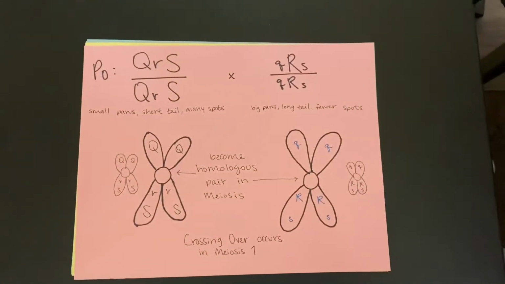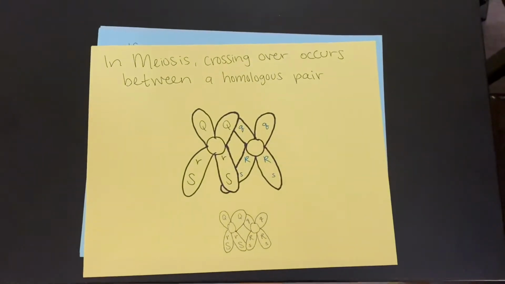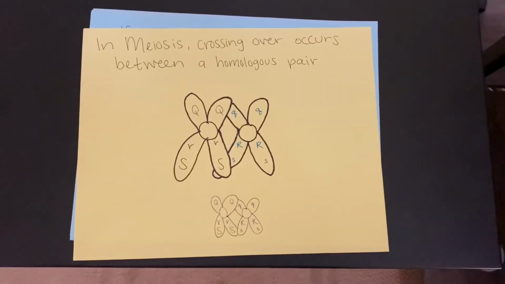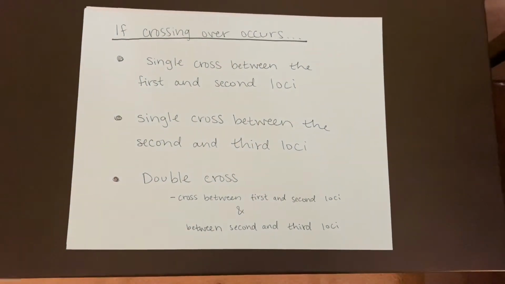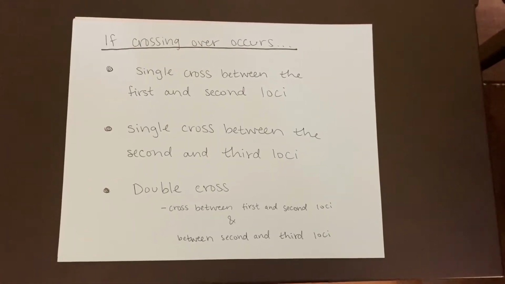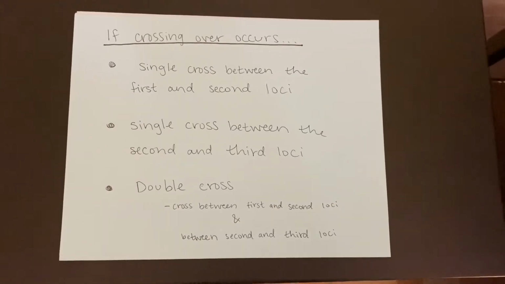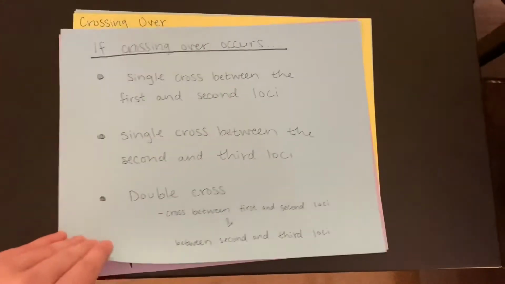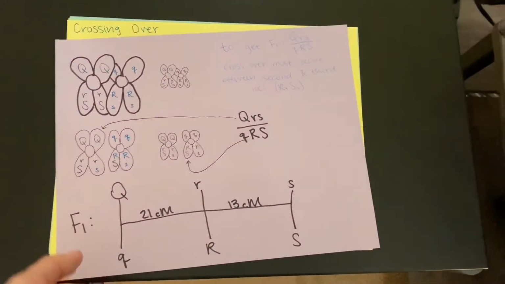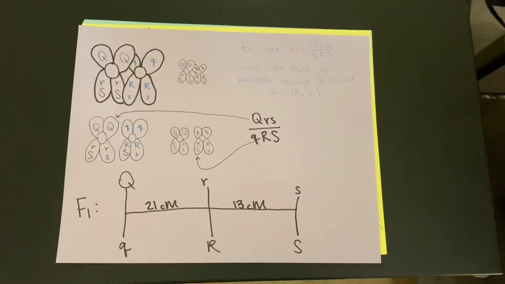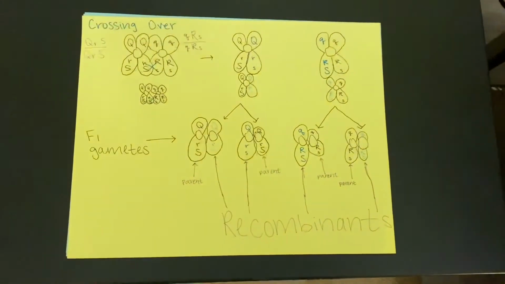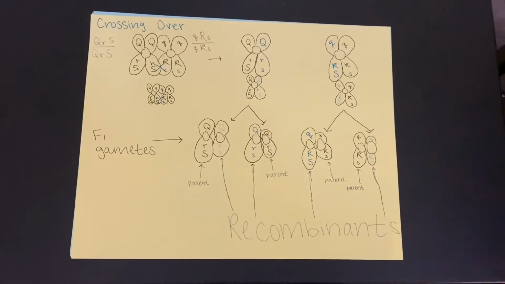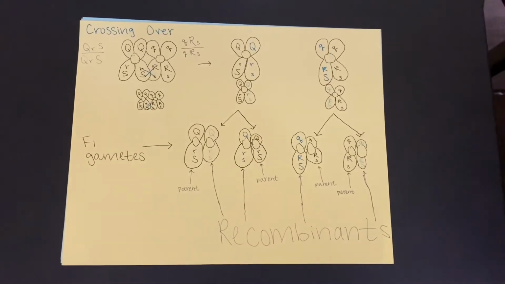So the chromosomes will pair up with their homologue to form a homologous pair. Before separation in anaphase 1, crossing over occurs between the homologous pairs. If crossing over occurs, there are 3 possibilities. It could occur between loci 1 and 2, it could occur between loci 2 and 3, or double crossing could occur, which means there's a cross between loci 1 and 2 and 2 and 3. To get our heterozygous cheetah, a single crossover must occur between loci 2 and 3. One sister chromatid from each chromosome swaps the S allele with that of its homologue. Meiosis continues until you're left with the gametes, which is the generation of the heterozygous cheetah.